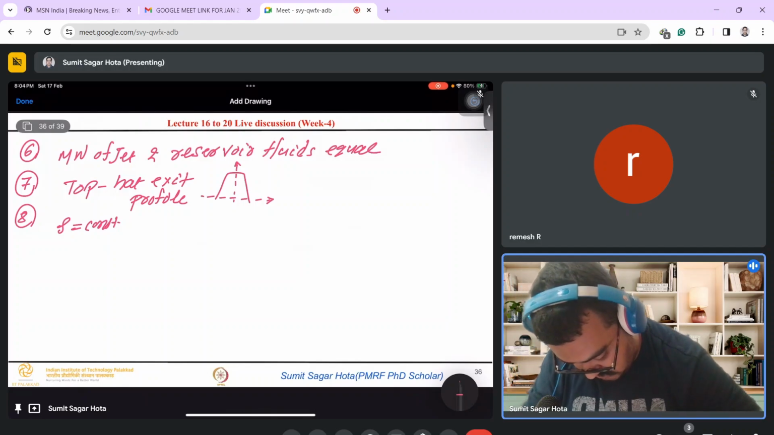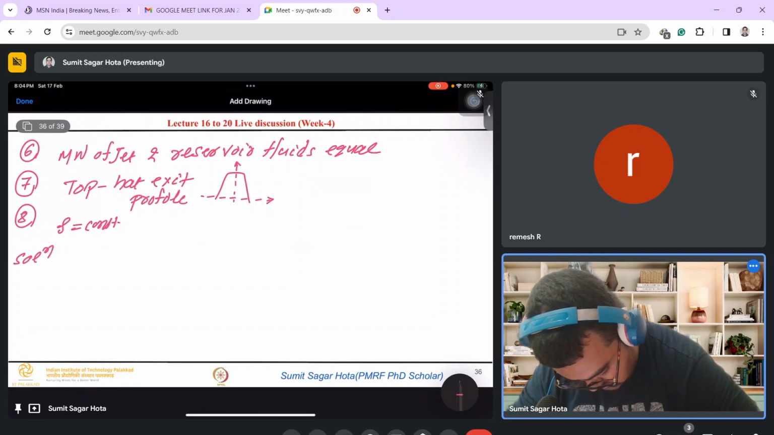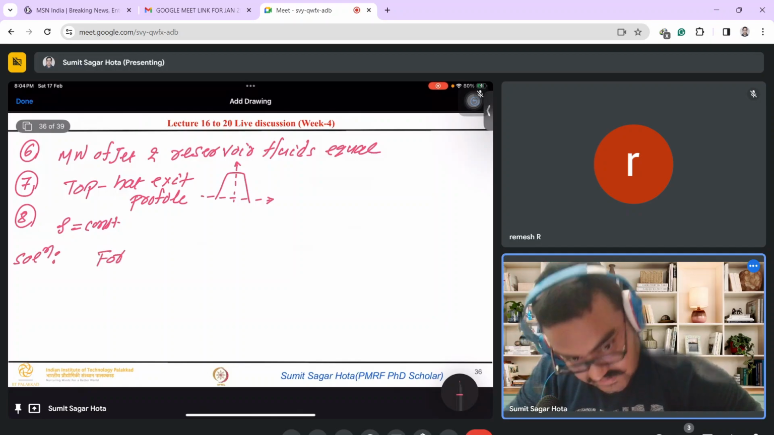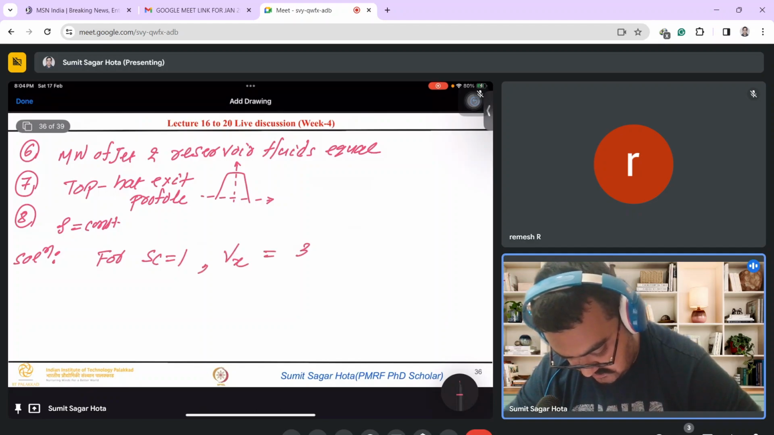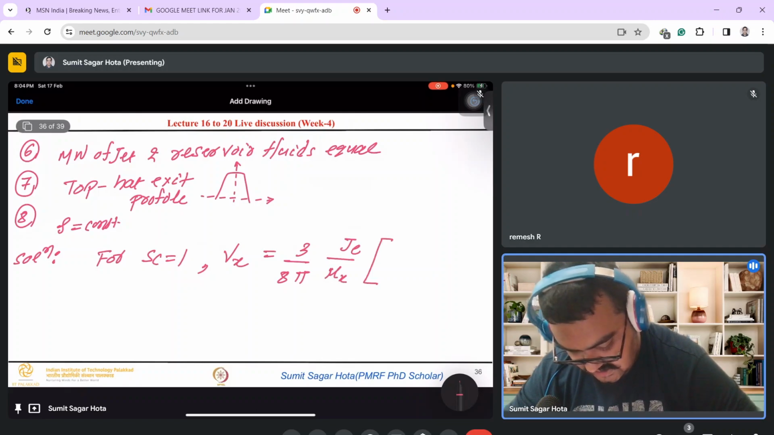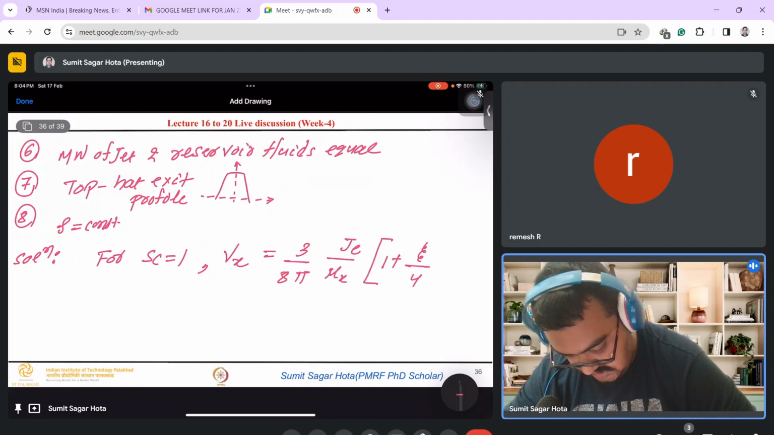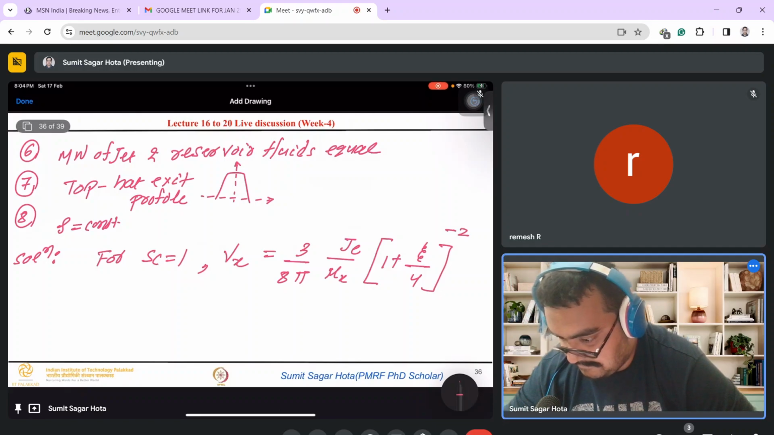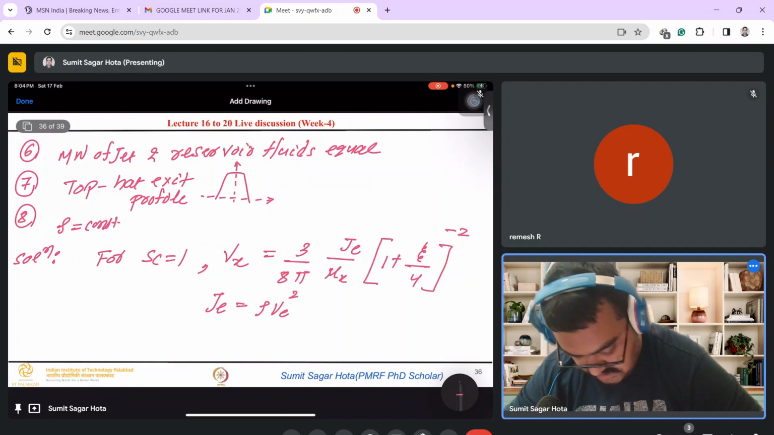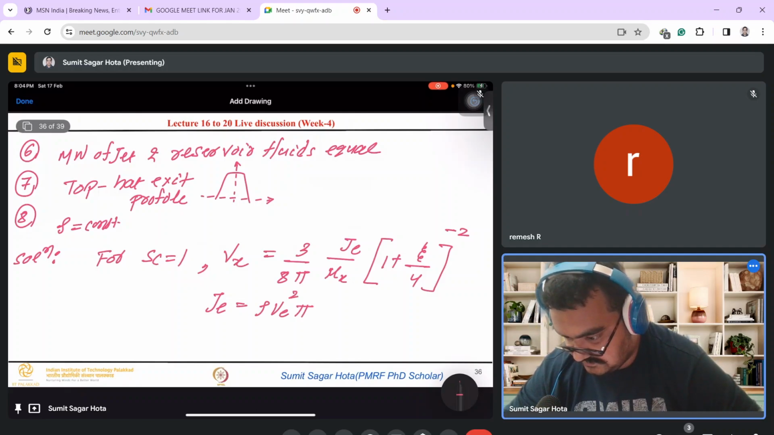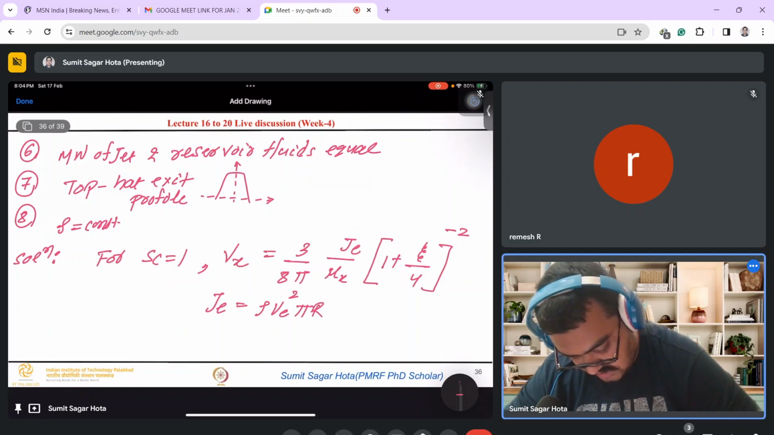So now, just quickly go through the solution. For Schmidt number equal to 1, your Vx is equal to 3 by 8 pi, J_e by mu x. This is the formula I am taking, and it is already given in your book. If you can see, it is already there. This is J_e, rho V square, rho V into A.